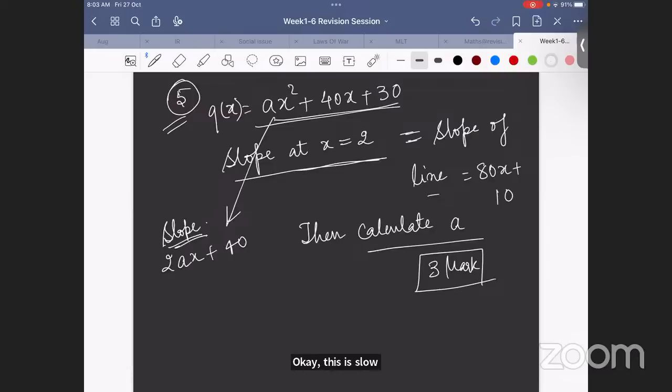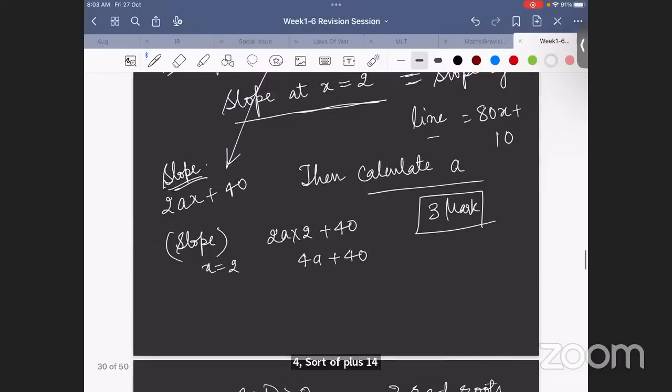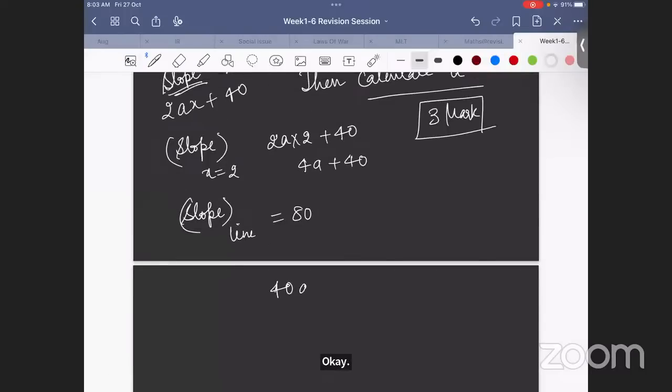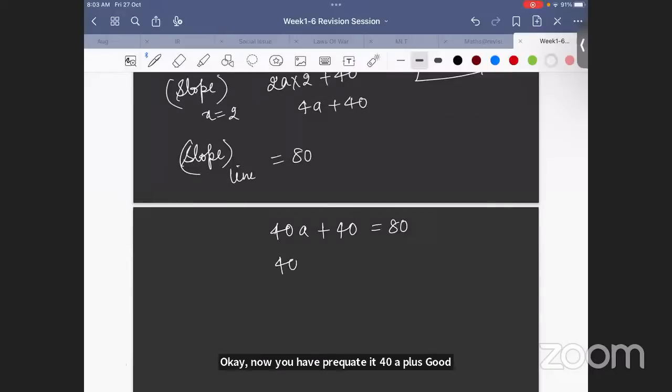Now it has been given that the slope at x equals 2. What will be the slope at x equals 2? 4a plus 40. What is the slope of the straight line? 80. Okay, now you have to equate it. 4a plus 40 equals 80, 4a equals 40, a equals 1.